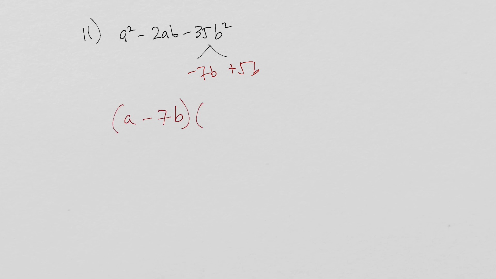Number 11 is a squared minus 2ab minus 35b squared. So we're looking for factors of 35. One's got to be positive and one's got to be negative. So we're looking for a difference. So how about negative 7 and positive 5? Right? And so what we have is a minus 7b and a plus 5b.